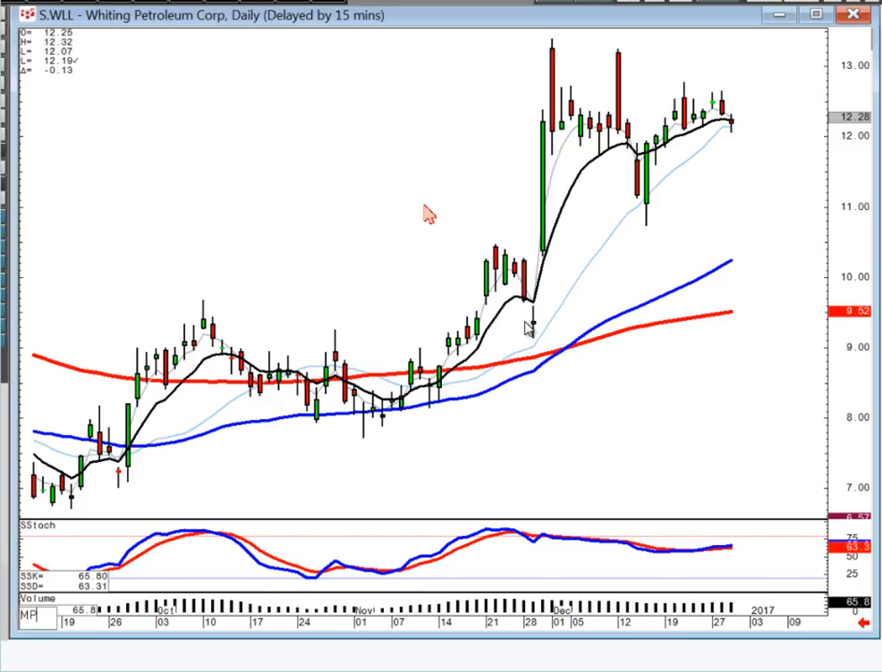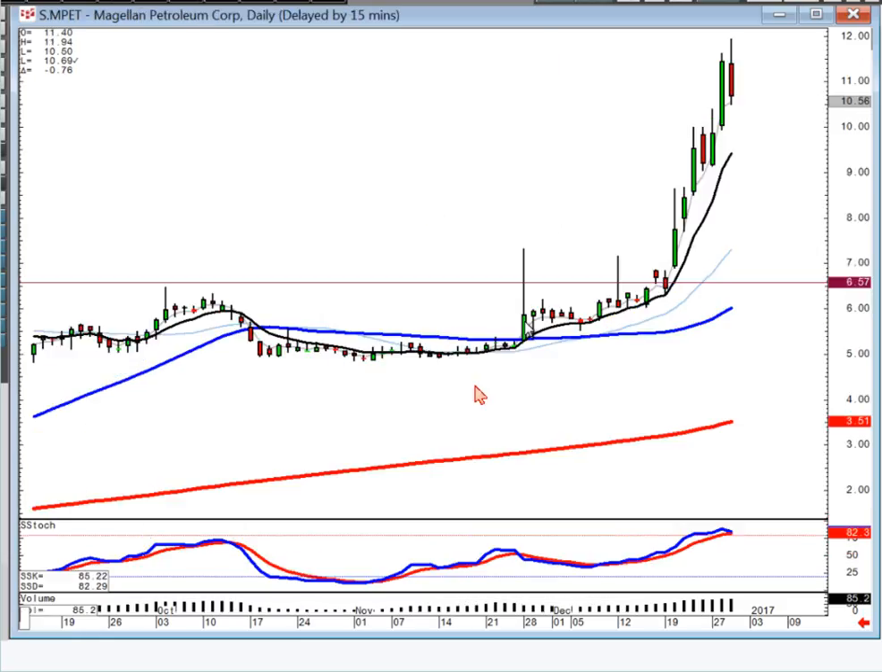MPET, you could call it a cup and handle, but usually in a cup and handle the handle is going to occur right in here. This is basically a top-hand bottom. Hold on to your individual ones. Let me get through. We're not even 1/5 down the page here.